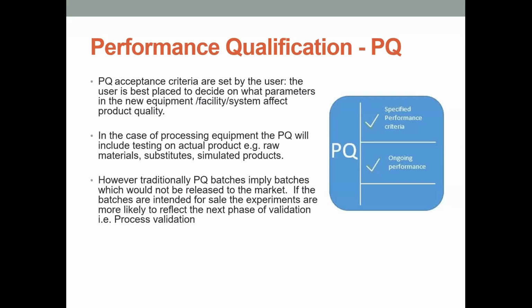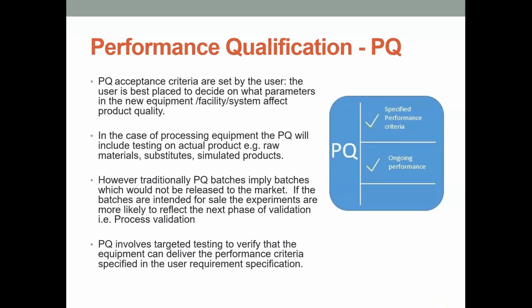Traditionally, PQ batches imply that the batches will not be released to the market. If the batches are intended for sale, the experiments are more likely to be reflected in the next phase of validation, which is our process validation. PQ involves targeted testing to verify that the equipment can deliver the performance criteria specified in the user requirement specification.